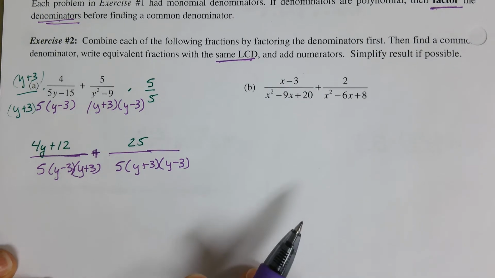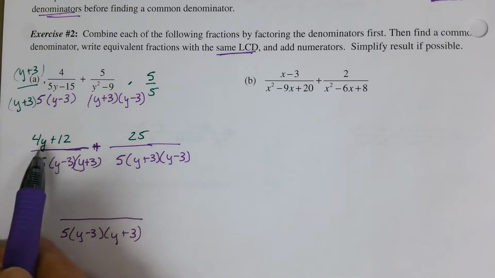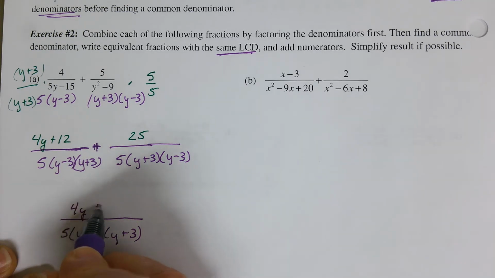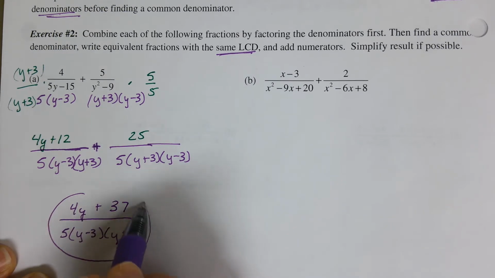Okay, we have the same denominator, so let's copy it and leave it in factored form. 5 times y minus 3 times y plus 3. Combine the like terms in the numerators. 4y plus 12 plus 25 is 4y plus 37. And this cannot be simplified, so this is our answer.